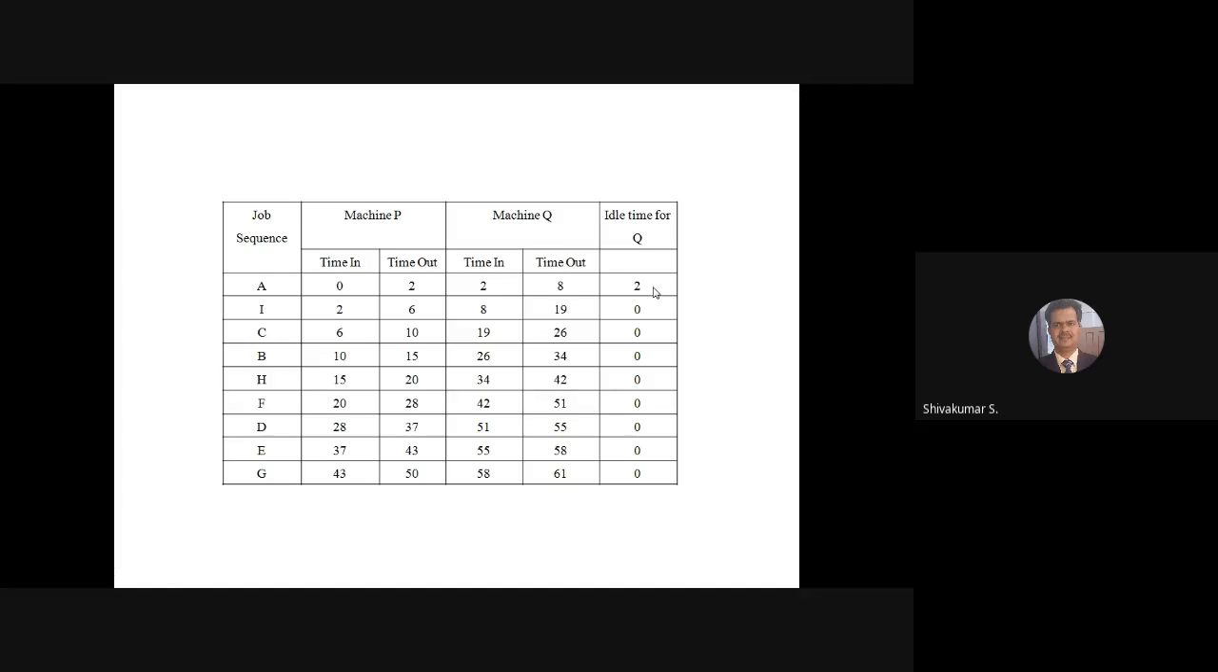Understood? Time in 0 in the beginning, 2 minutes processing time, time out 2. Machine Q, after completing the processing on machine P, the job comes here. So time in 2. And it takes 6 minutes of processing time, time out 8. So idle time for Q is 2 because it's going to wait for 2 minutes.